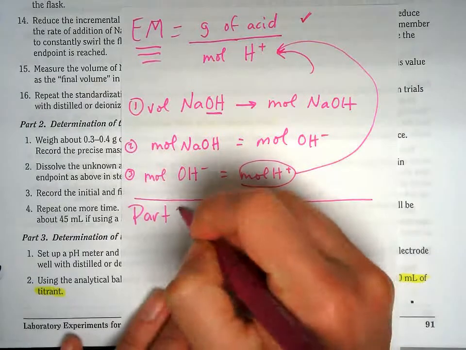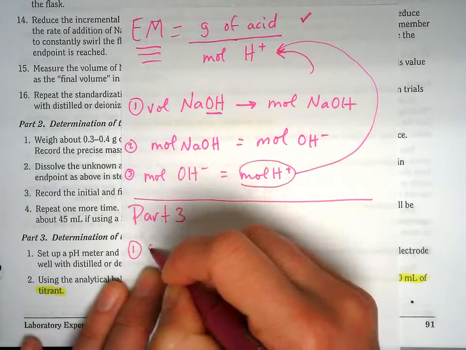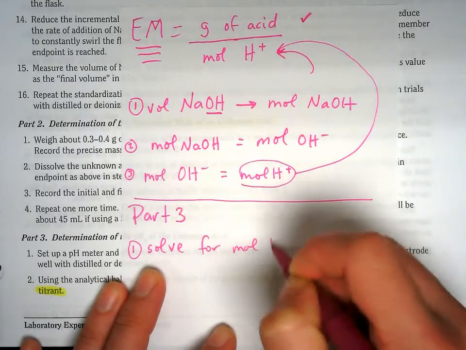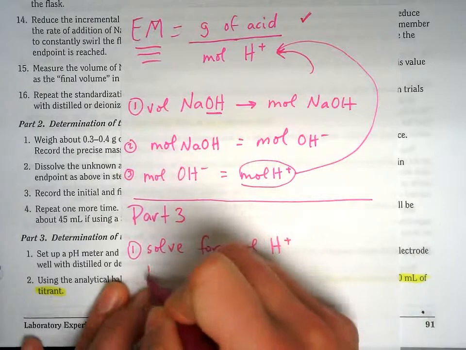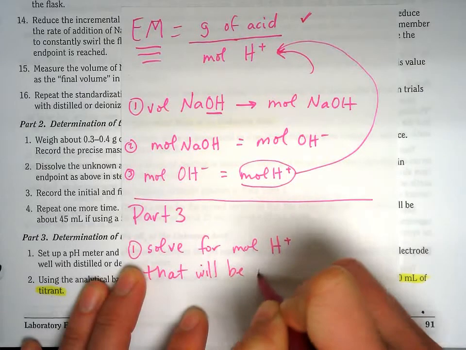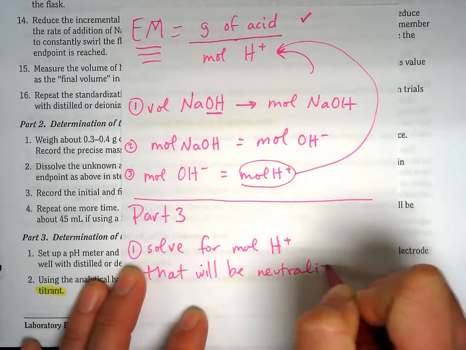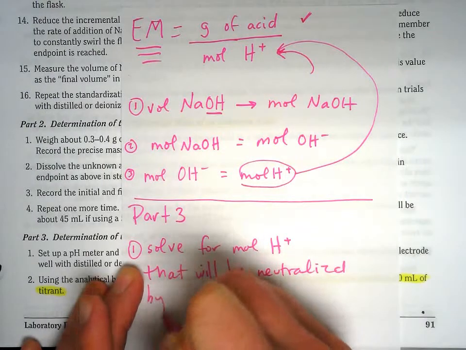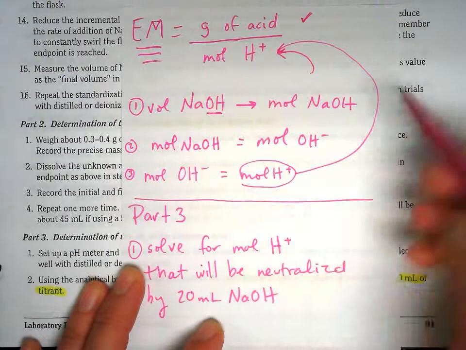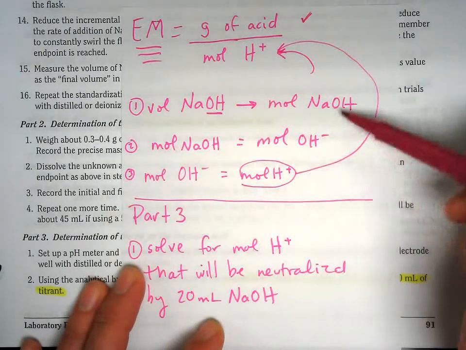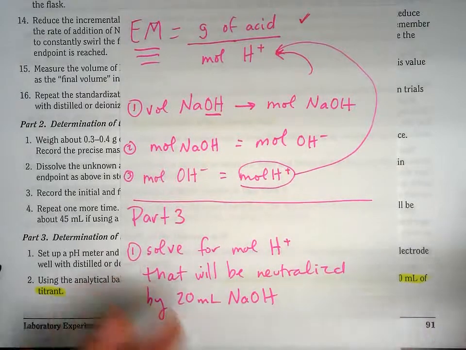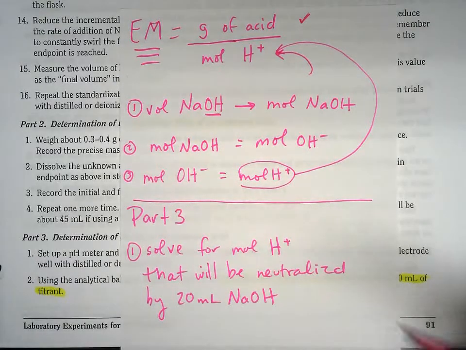So all I would need to do for part 3 is solve for the moles of H+ that will be neutralized by 20 milliliters of NaOH. So 20 milliliters, I go through this process, figure out moles of H+, and then rearrange and solve for grams of acid.